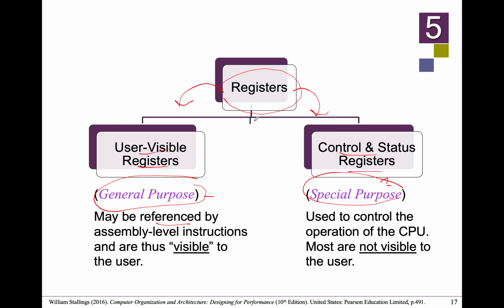User visible registers may be referenced by assembly level instructions and are visible to the user, because later on you will see examples of visible registers. And the control and status register is special purpose, used to control the operations of the CPU, and most are not visible to the user, so you cannot see them.